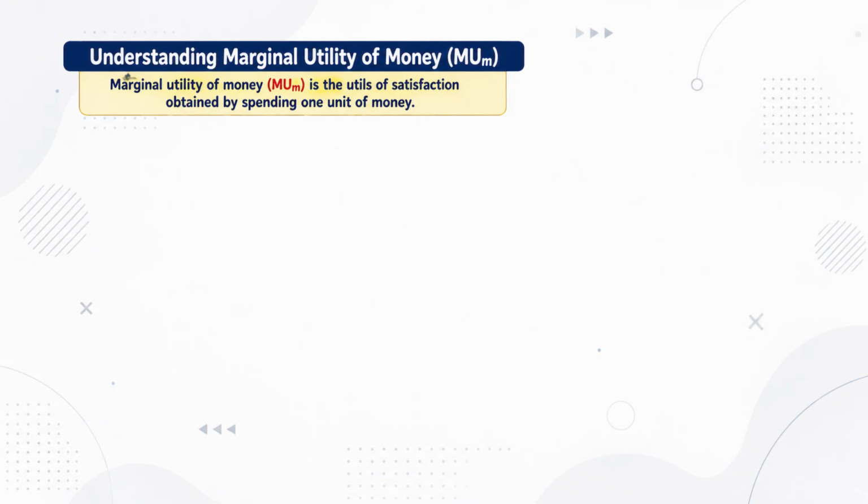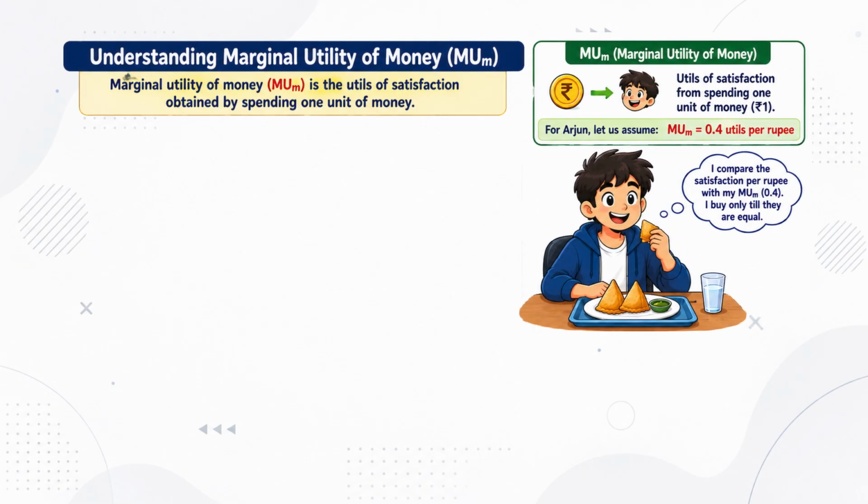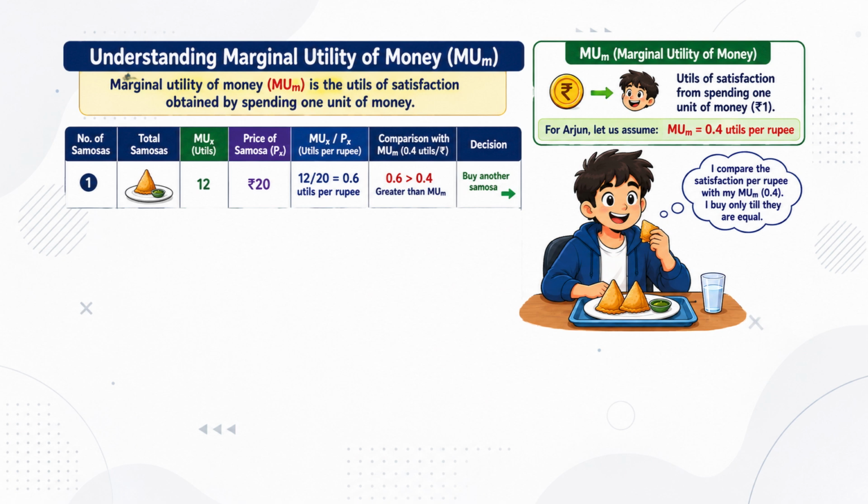Let us first define the marginal utility of money, or MUM. Marginal utility of money is the satisfaction (utils) got by spending 1 unit of money. For Arjun, let us assume that the marginal utility of money is 0.4 utils per rupee. For the first samosa, the marginal utility is 12 utils, and the price is 20 rupees. Therefore, MUX divided by PX is 12 divided by 20, which is 0.6 utils per rupee. Since 0.6 is greater than Arjun's marginal utility of money of 0.4, he buys another samosa.